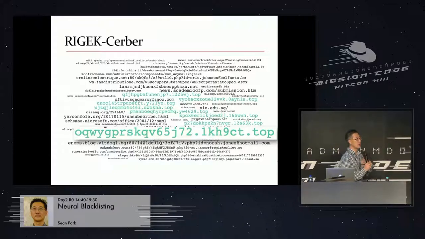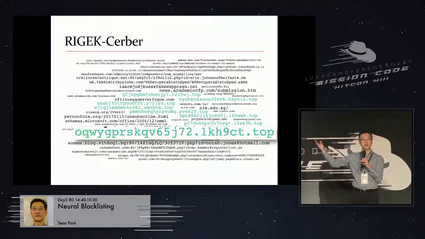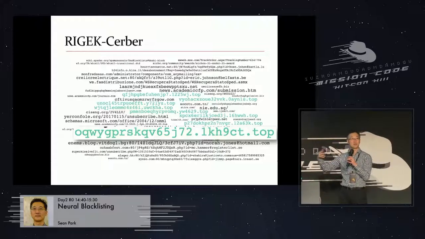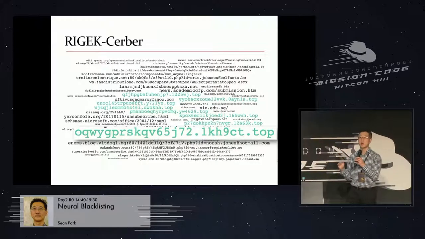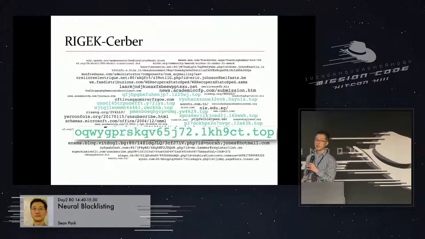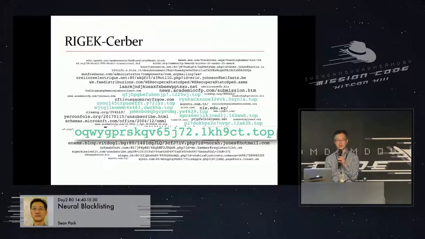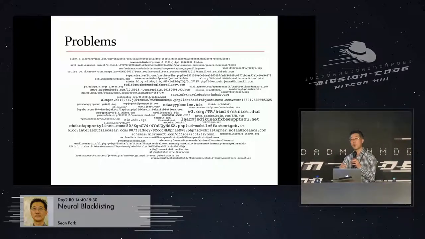So, as human beings, we are a very intelligent species, right? By simply looking at a pattern like that, we need only a few of those examples, and we can automatically identify whether this particular URL is a RIG EK URL or a Locky URL. We can identify it really accurately. So how can we actually achieve that by using the machine? So, to summarize the problems.